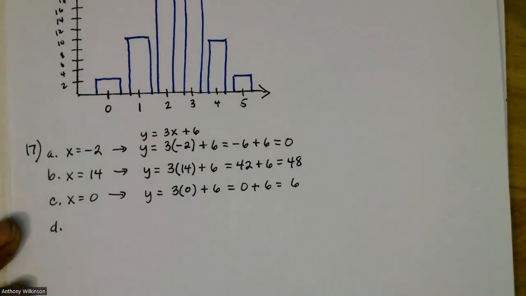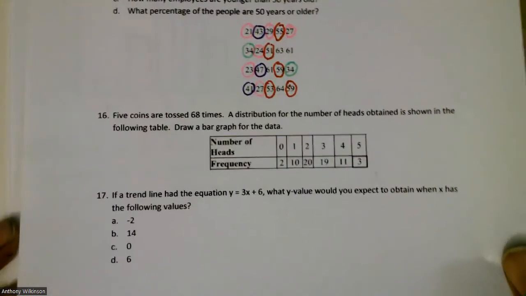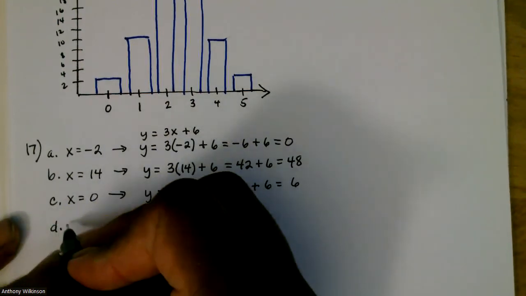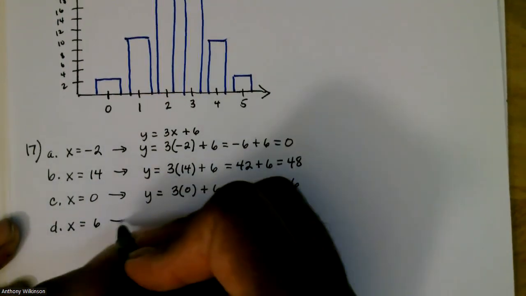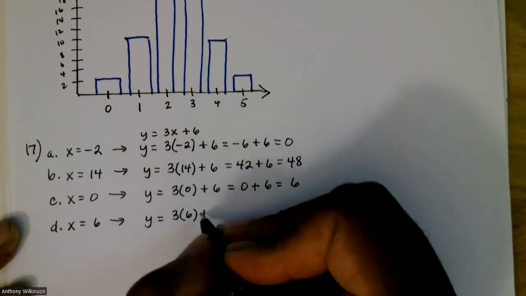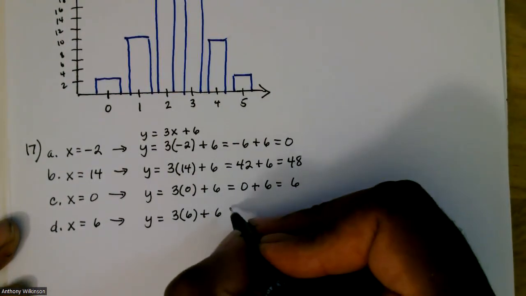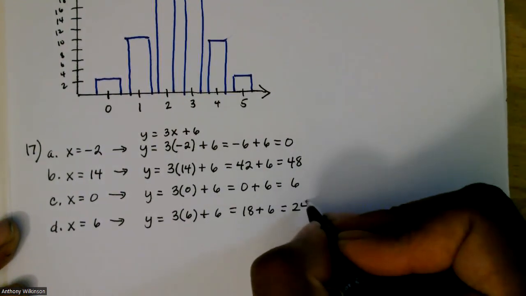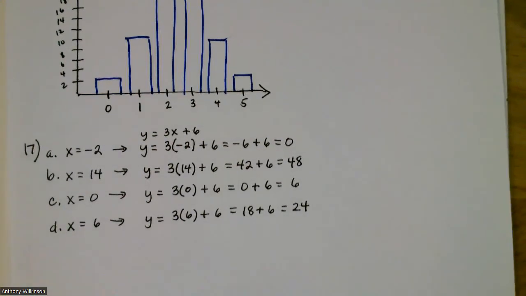And finally, part D had 6. So that means x is equal to 6. So that means y is equal to 3 times 6 plus 6, or 18 plus 6, which is 24. Okay. So that's how you find the expected value for a trend line when x has those following values.